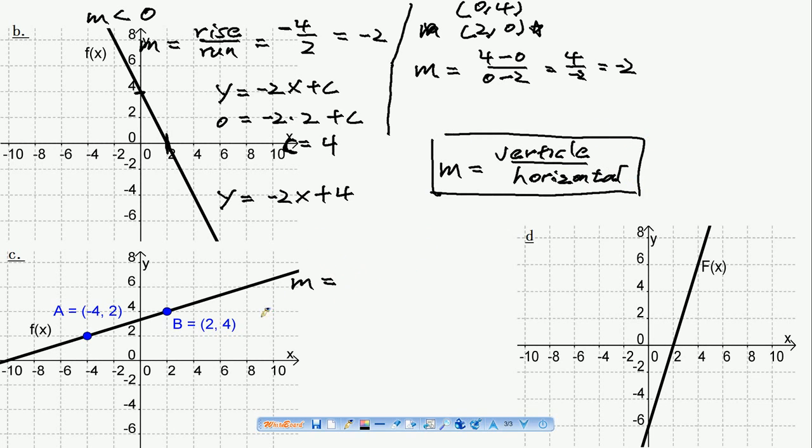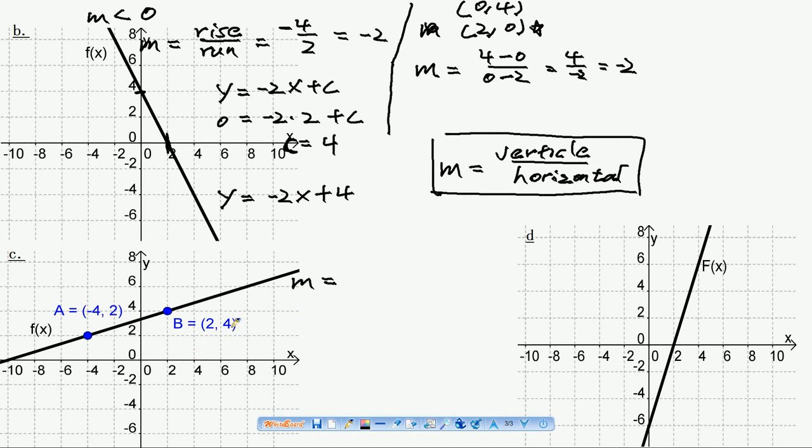The vertical distance is defined by point B minus point A, which is 4 minus 2. The horizontal distance is 2 minus 4. And we have 2 divided by 6, which is 1/3. So your gradient in this case is 1/3.